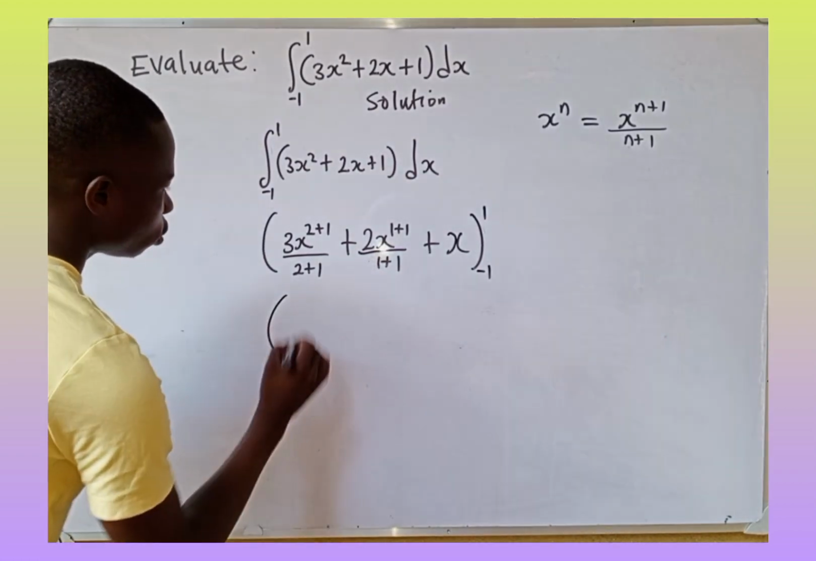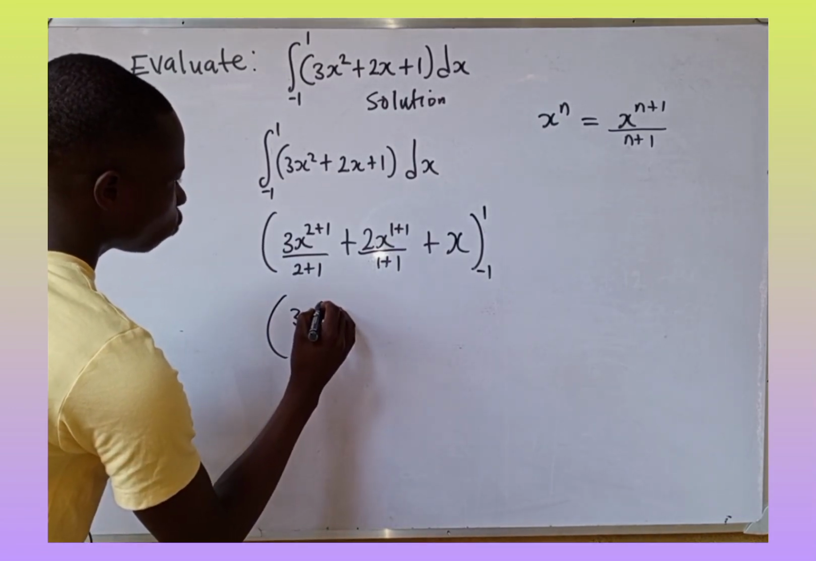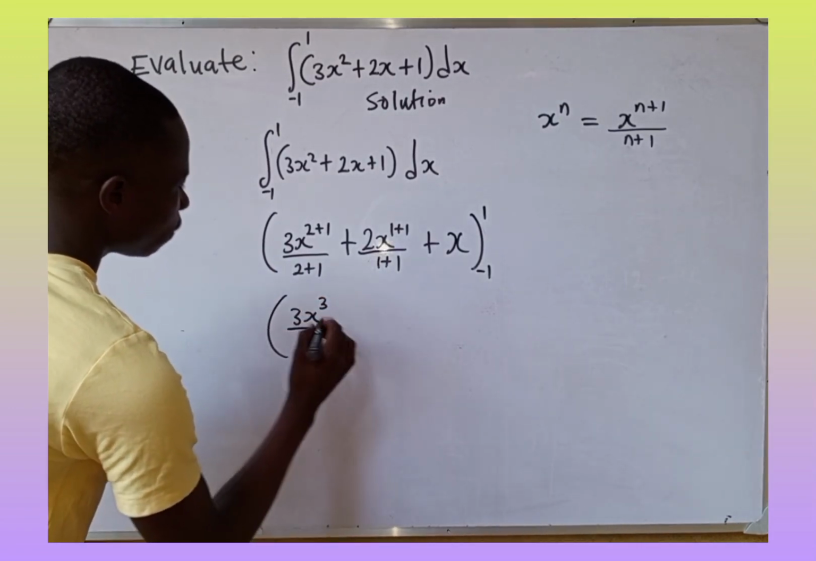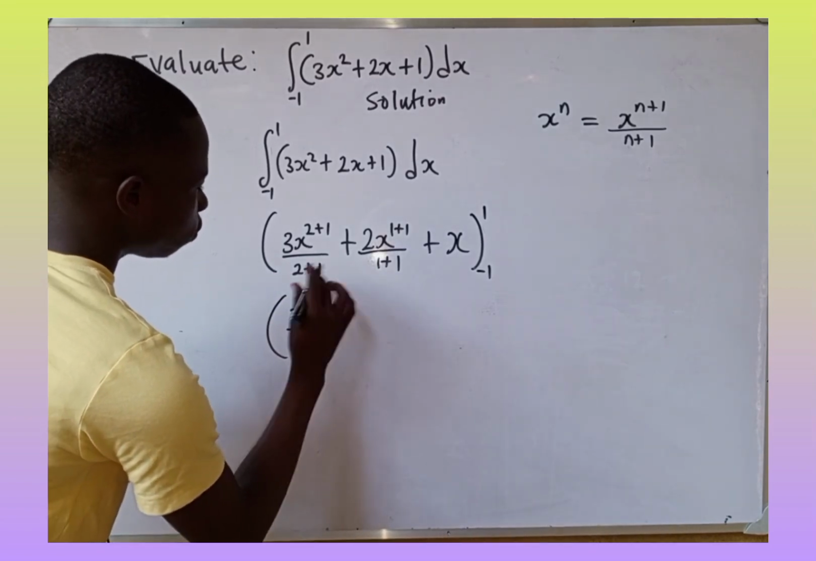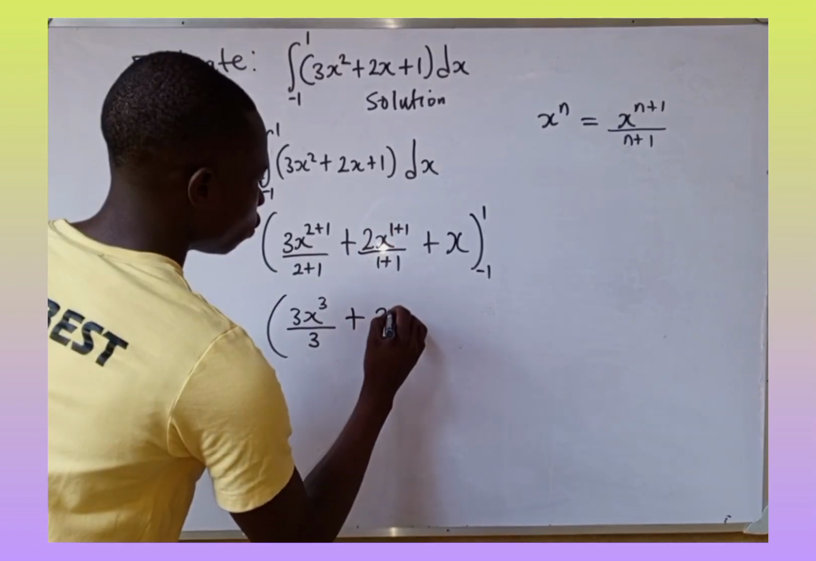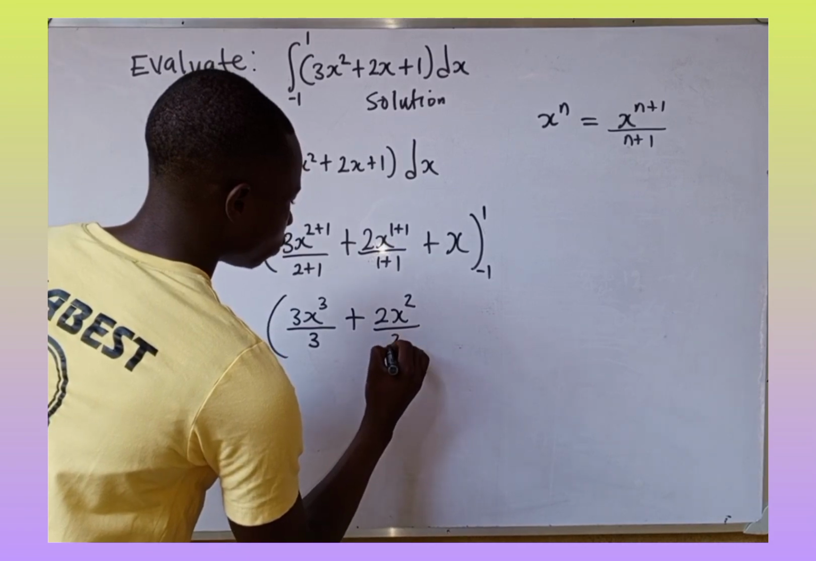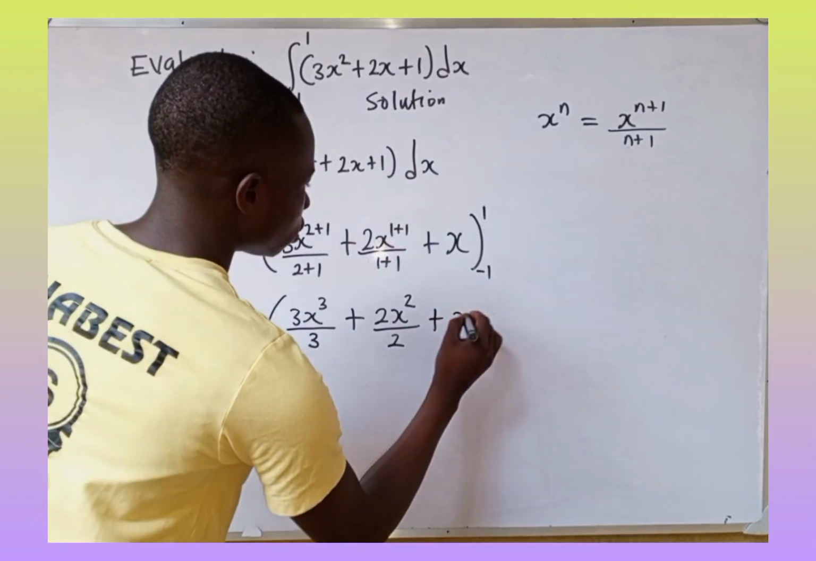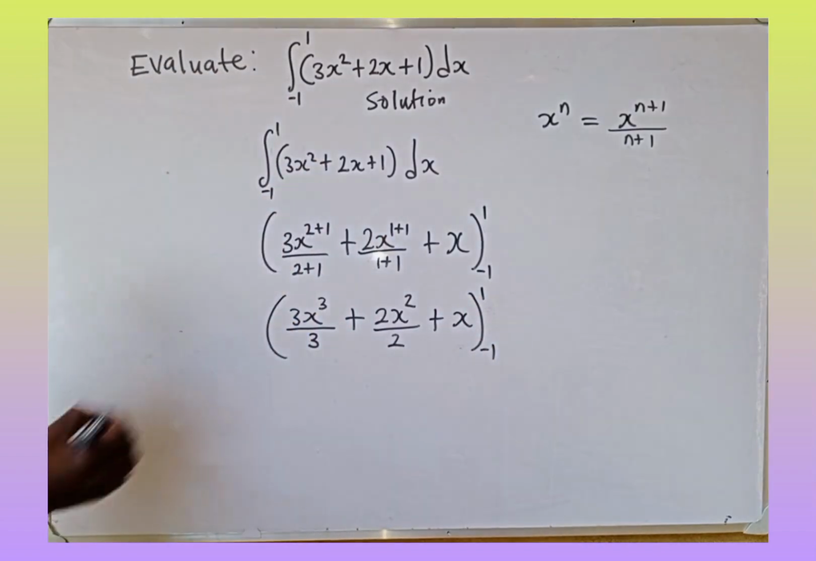Now the next thing we're going to do is simplify this expression. We're going to have 3x to the power of 3, because 2 plus 1 is the same as 3, divided by 2 plus 1, which gives us 3. Then plus 2x to the power of 2, because 1 plus 1 is 2, over 1 plus 1, which is the same as 2. Then plus x. Then close bracket, and the limit is from -1 to +1.